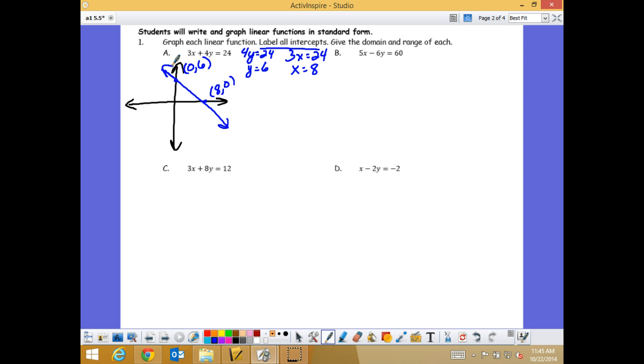Don't forget about the domain. The domain here, left to right, is negative infinity to infinity. The range goes from bottom to top. Bottom is negative infinity. Top is positive infinity, because it will just keep on going and going and going.